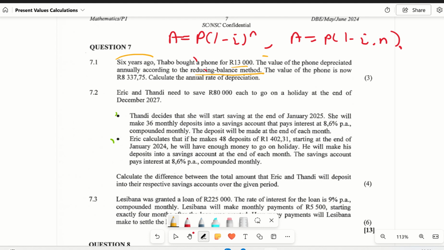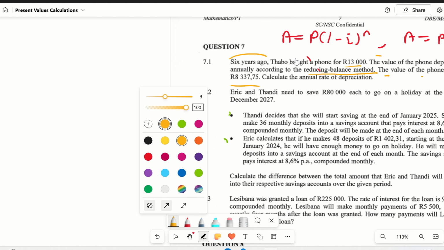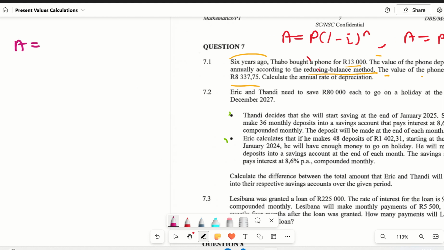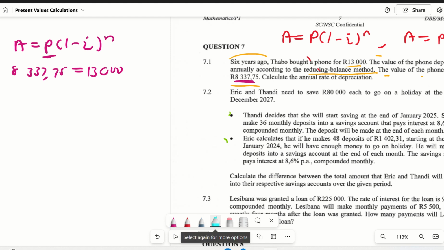Okay, so they go on to say the value of the phone is now 8,337.75. Calculate the annual depreciation. So we already know, first of all, that we are going to use the depreciation on reducing balance basis formula, which is this. Then we are given the current value of the phone. It is 8,337.75. We're also given the principal, the original value of the phone, which was 13,000. Whenever you're dealing with depreciation, please note that this value here will always be less than that, because you're dealing with depreciation. This is the current value, this is the old value.